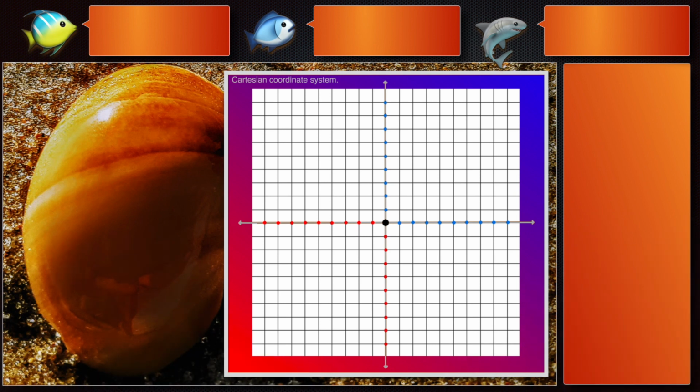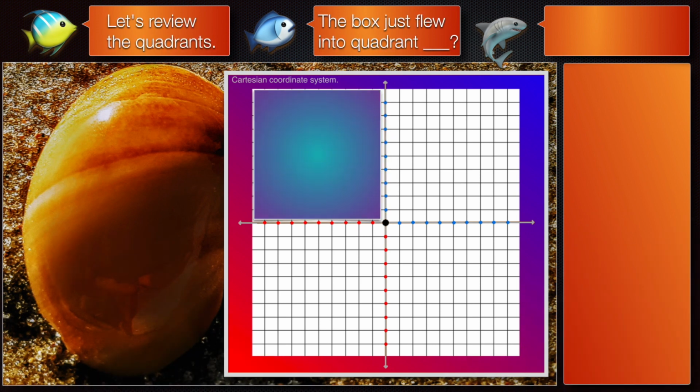There's our Cartesian coordinate system. Let's review the quadrants. The box just flew into quadrant 2 is the right answer.